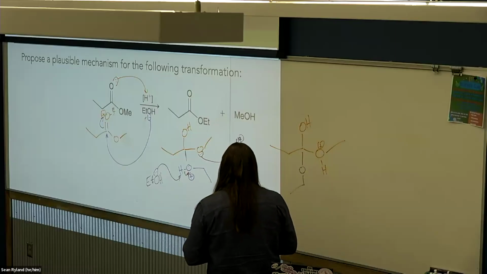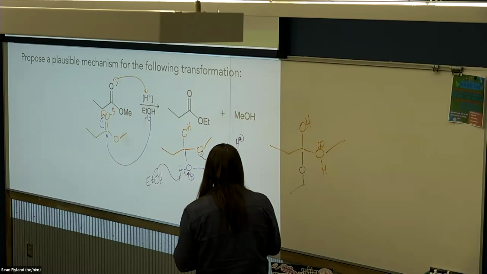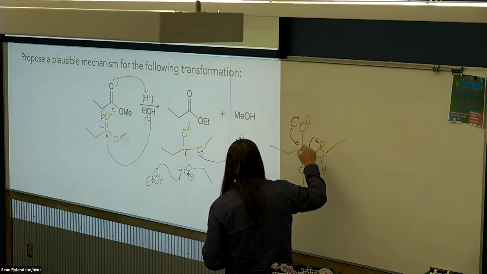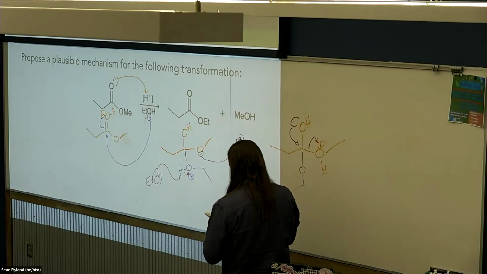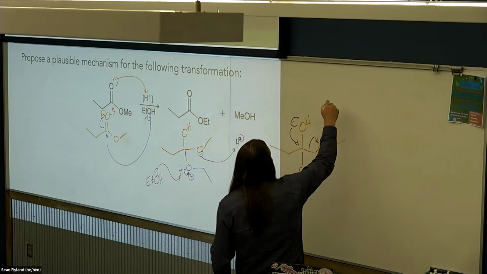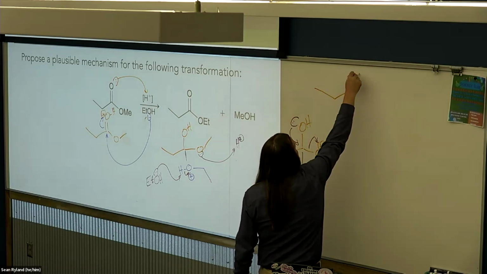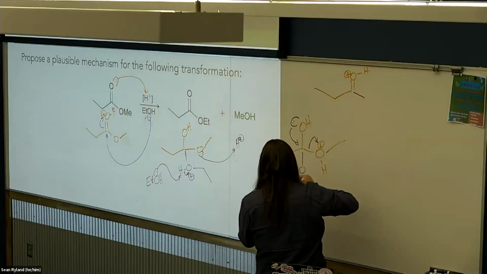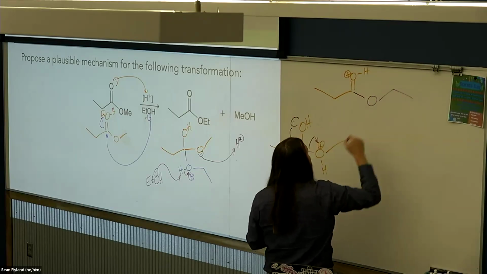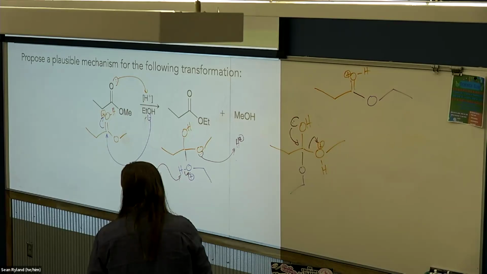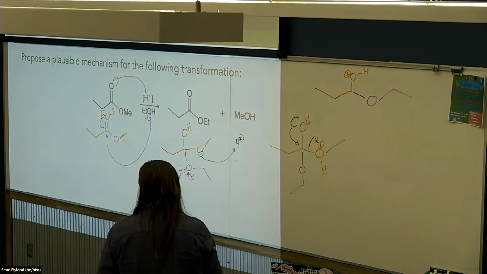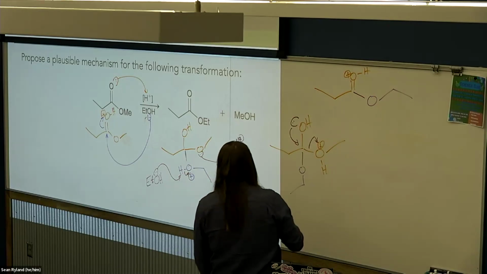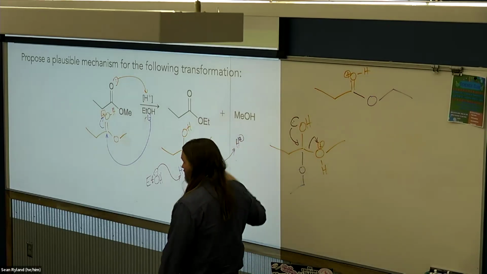So now we're ready for our leaving group to leave and for us to make our new pi bond. And so we can show those bonds breaking and forming a new pi bond, which gives us, at which I'm drawing the ethyl out instead of just writing ET, but that is almost our product.